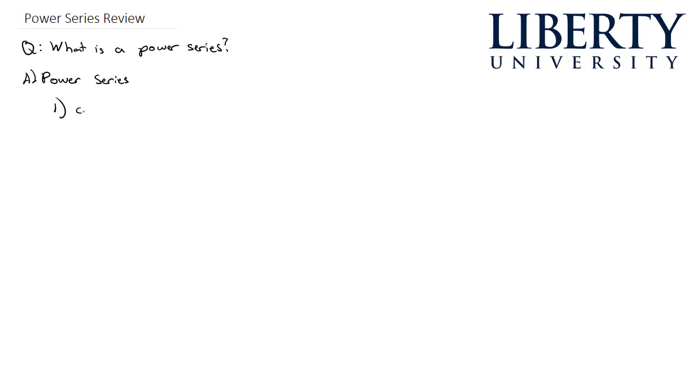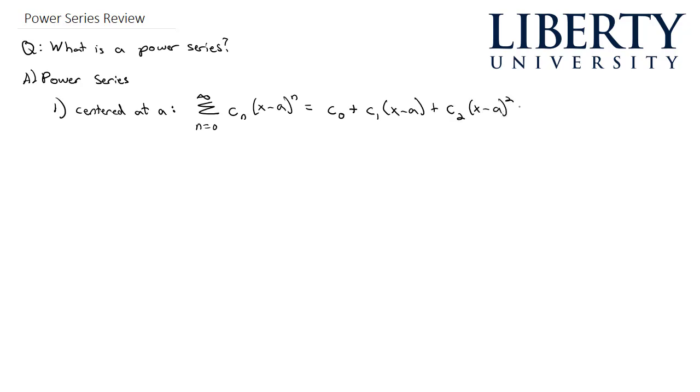Basically, a power series centered at a is the sum, as n goes from 0 to infinity, of some constant c sub n times (x minus a) raised to the n power, which means we can take that bottom number of 0 and plug it in to get c sub 0 times (x minus a) to the 0, which is 1, plus plug the number 1 in and we get c sub 1 times (x minus a) to the first power, plus plug 2 in, c sub 2 times (x minus a) to the second power, plus and so on with the third constant to the third power, the fourth constant to the fourth power, and so on and so forth.